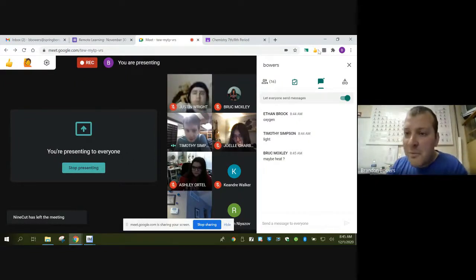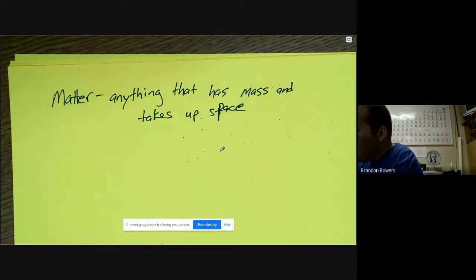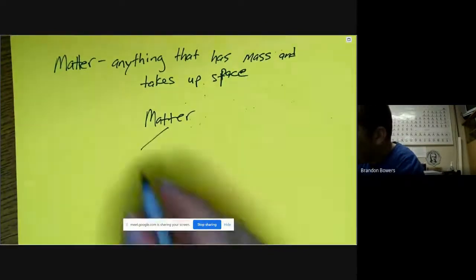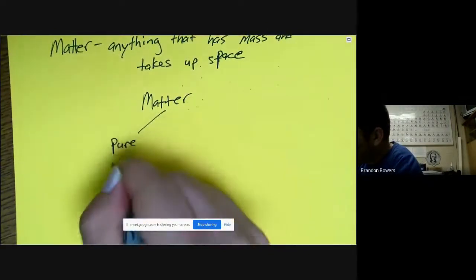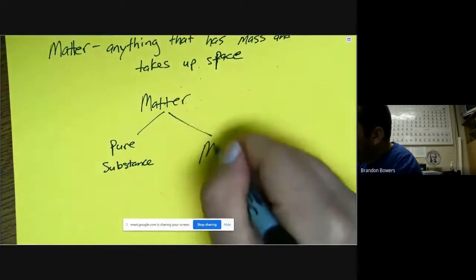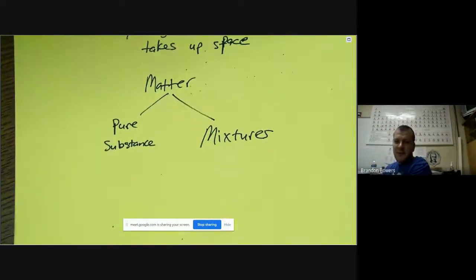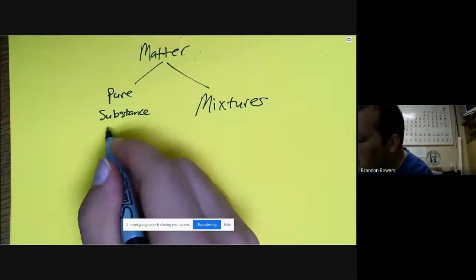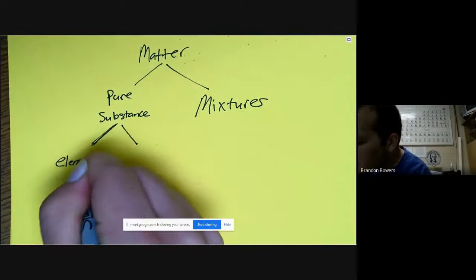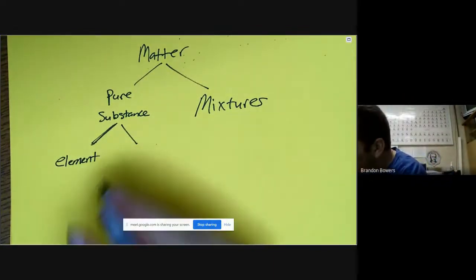So matter can actually be broken down into two categories, okay? We have matter, and we're going to break it down into one thing called pure substances and another thing called mixtures, all right? And I know you guys know mixtures. And from pure substances, we already learned these two. We already learned elements. We know what elements are. We know the periodic table. And we just learned about compounds.